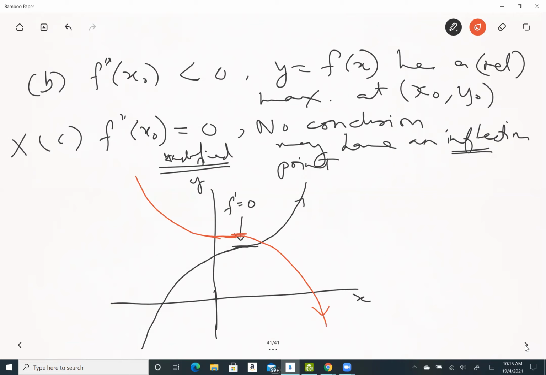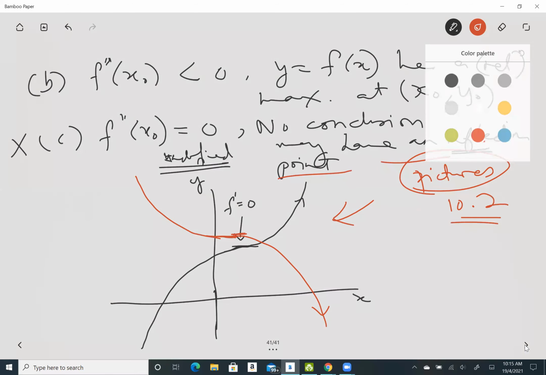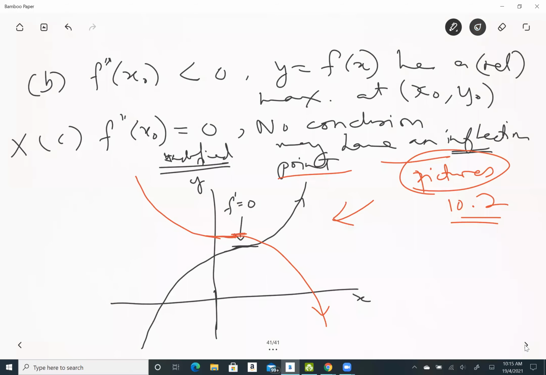For more detail on inflection points, you can look at some pictures. They draw a very good picture in 10.2, okay? Just look at some diagrams, more beautiful diagrams, in 10.2. But this is the idea. An inflection point is not a maximum. Looking at it from one side, it looks like a maximum, but from the other side it does not, because the curve keeps on going up or keeps on going down. So that is possibility number three, which we are not interested in.